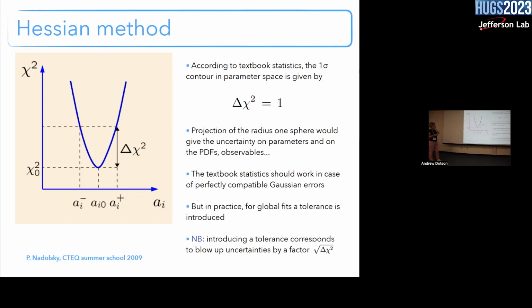The problem is that these textbook statistics, delta chi-square equal to 1, work in case of perfectly compatible Gaussian errors. But in practice, this is not the case for PDF fits. So for a global fit, you have to introduce a kind of tolerance, a delta chi-square larger than 1. You have to increase this contour so that it can accommodate the various data, because first of all, uncertainties are not perfectly Gaussian, and there are some incompatibilities. How do I determine these incompatibilities? I find a way to introduce a tolerance.